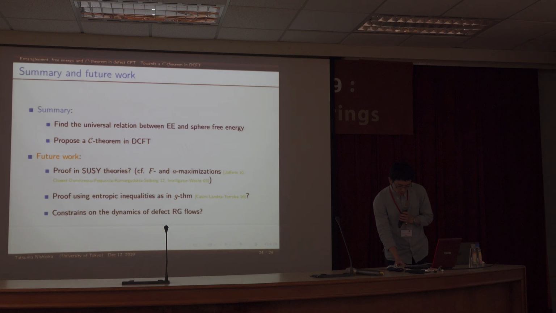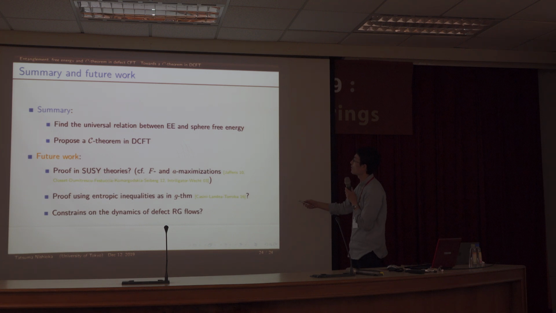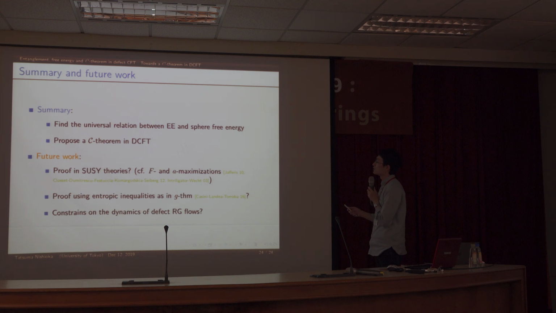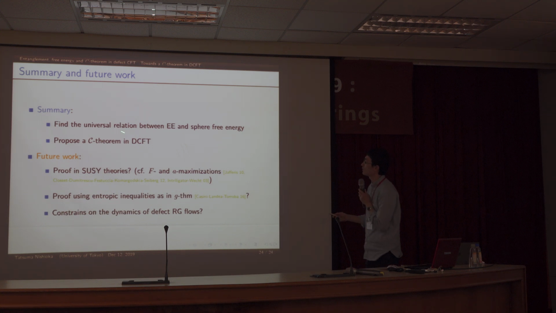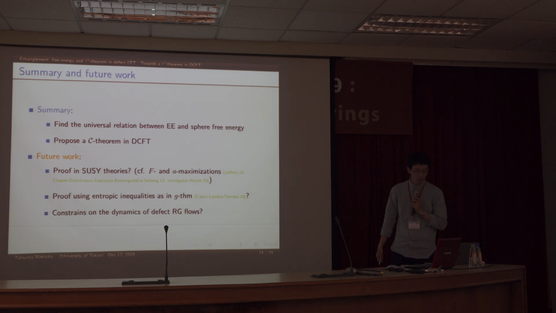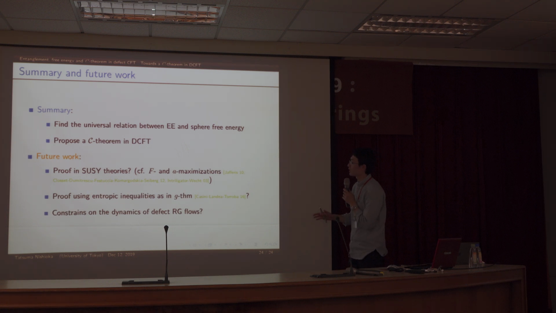Okay, so now let me summarize my talk. We found a universal relation between entanglement entropy and sphere free energy in CFT with defects. And we also propose a C theorem in defect CFT. Our proposal is to just put the defect CFT on a sphere and use the sphere partition function as a measure of degrees of freedom. But we don't have any proof for that.